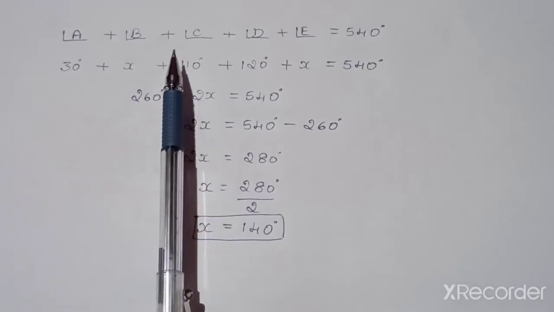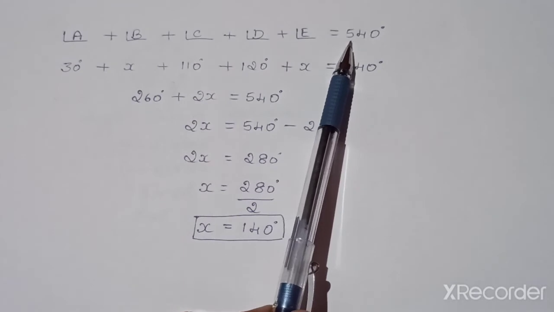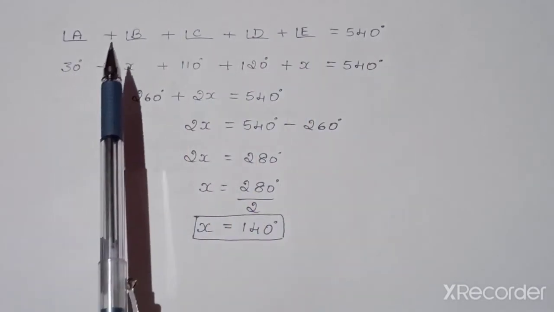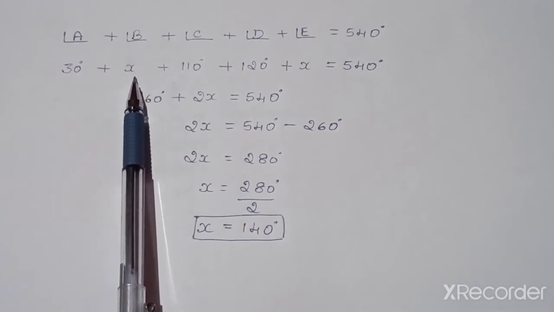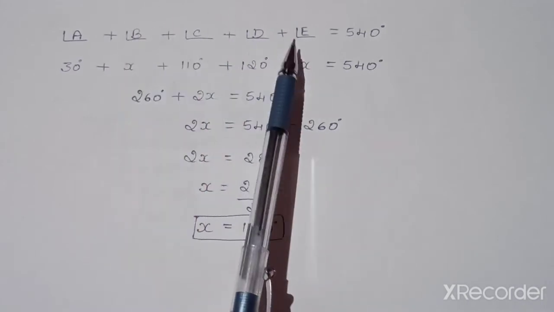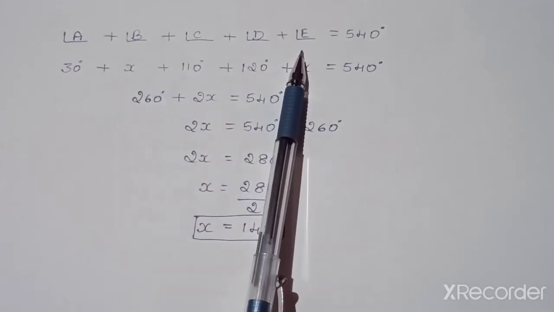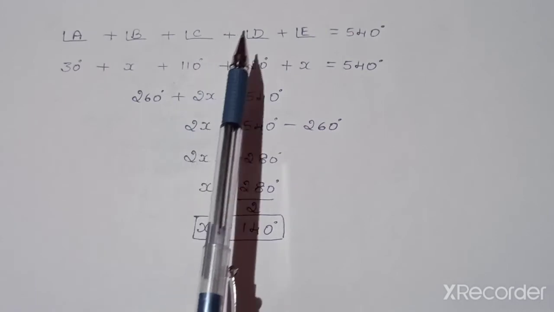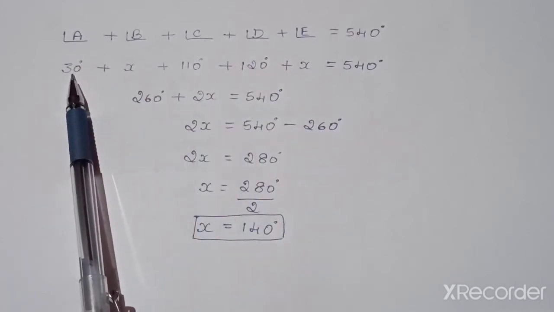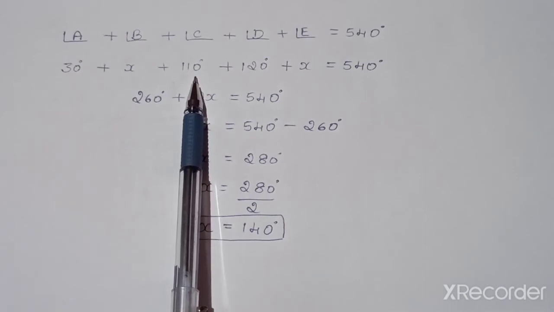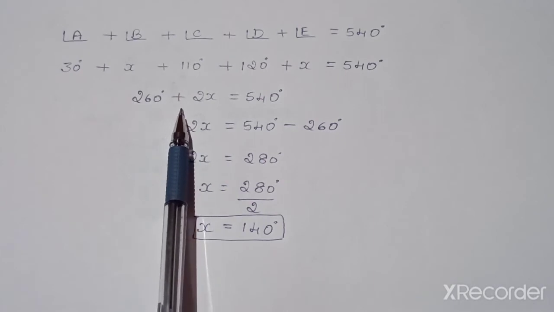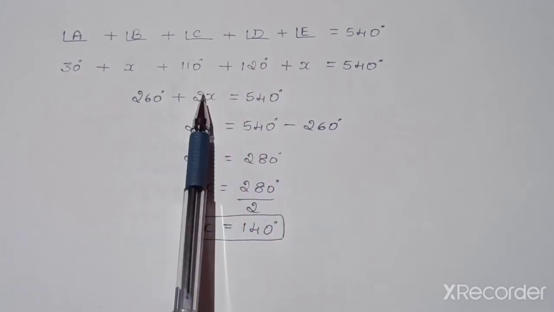So we know the angle sum, that is 540 degree. Angle A is 30 degree. Angle B we need to find, that is x. Angle E is also x, and angle B and angle E are equal. Angle C is 110 degree. Angle D is 120 degree. So let us add 30 degree plus 110 degree plus 120 degree. That is 260 degree. Plus x plus x is 2x.